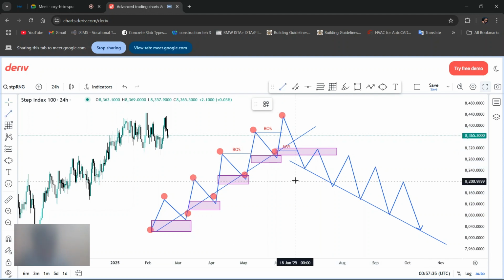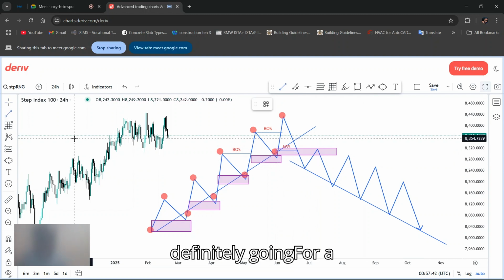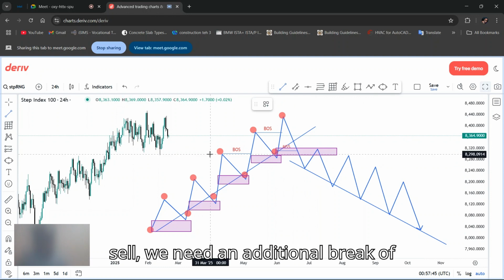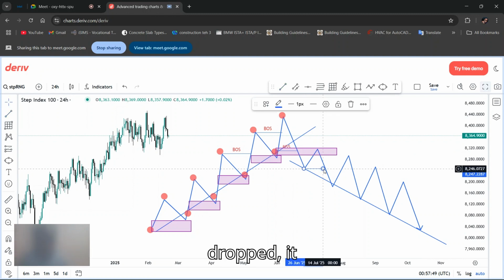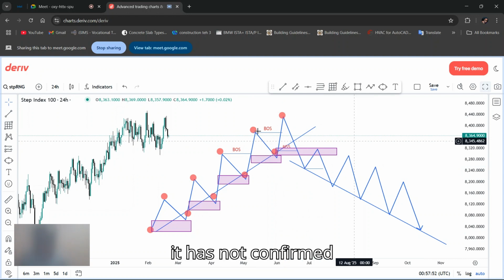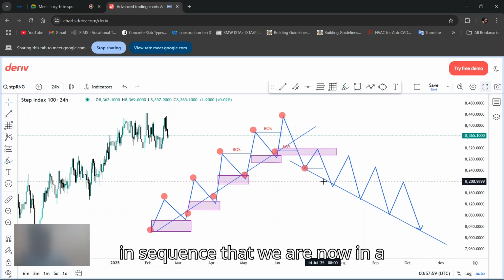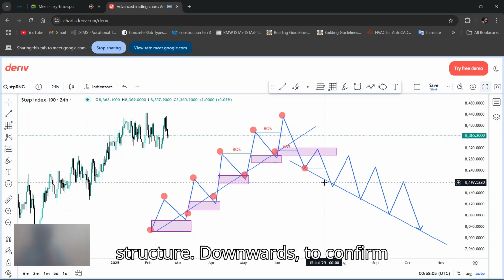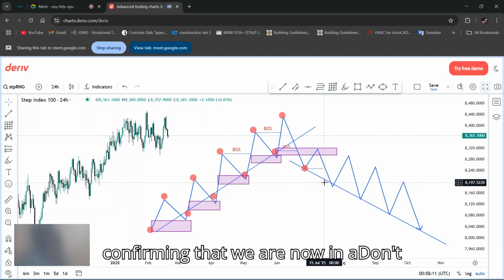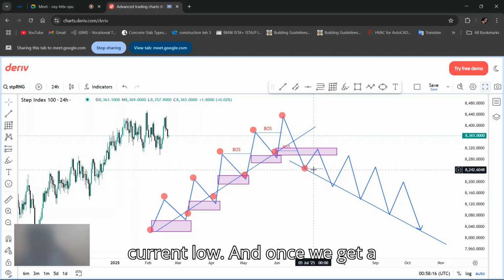All right. Now, once the market breaks and gives us the major structure shift here, to confirm that the market is definitely going for a sell, we need an additional break of this current low, because now that it has dropped, it has not confirmed in sequence that we're in a downtrend. And to confirm that we're now in a downtrend, we need a break of structure downwards. So we need a consecutive break of this current low.